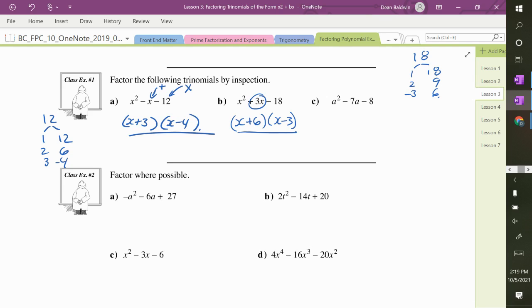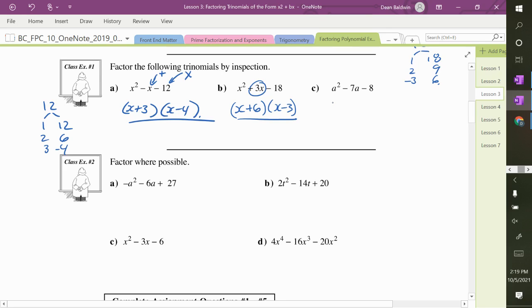C. We change the variables. Doesn't matter. A's are just like x's. What multiplies to negative 8 and adds to negative 7? 8 and 1. Okay, which one has to be negative? The 8. Because negative 8 plus 1 is negative 7. Is that okay? All right.